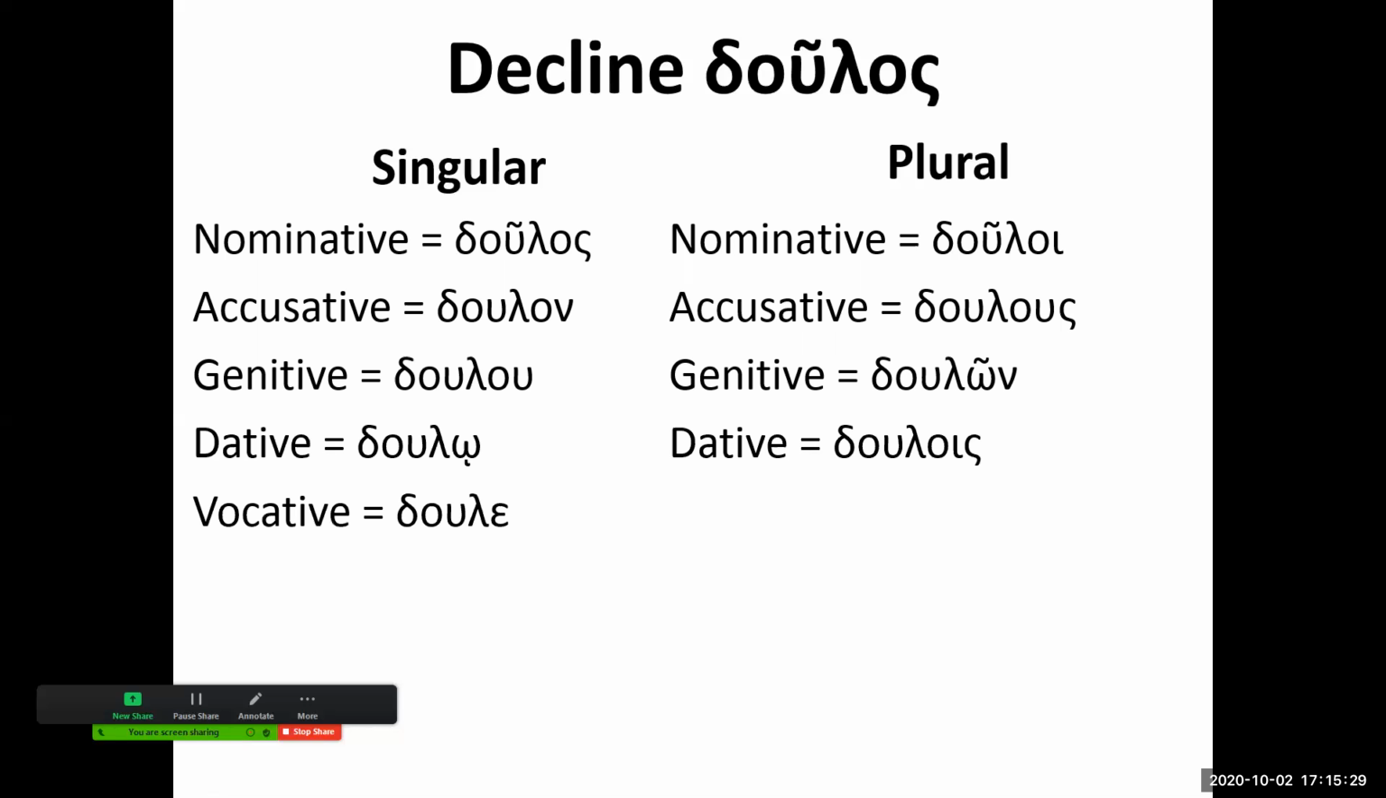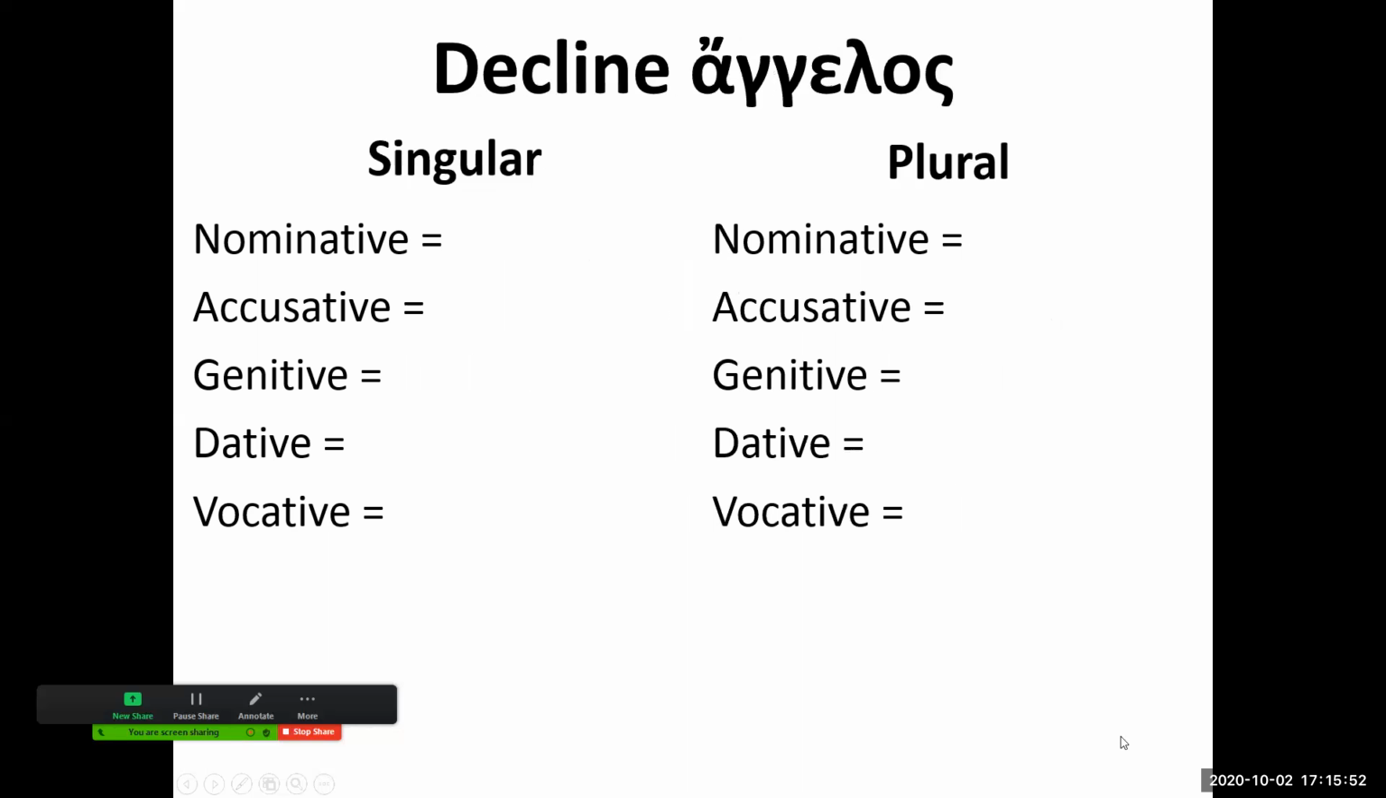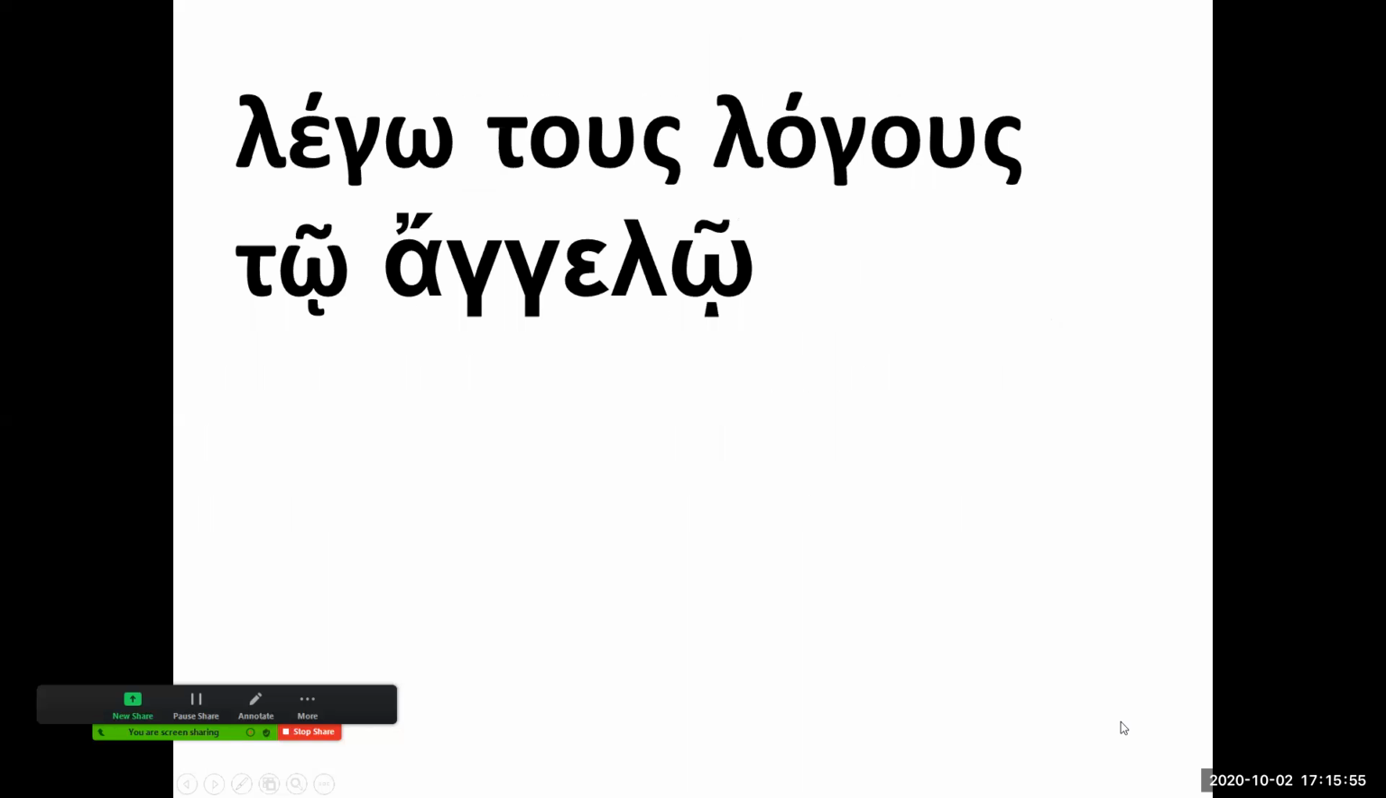And now here we have the vocative. I am addressing a slave, doule, slave. If I want to address the slave, I say doule. And the plural is the same as the nominative, douloi. Douloi, slaves. And I know by the context that I am addressing them and using the vocative case. The same thing will happen if I use angelos, and you would decline it the same as doulos because both are second declension masculine nouns. They both decline the same way.